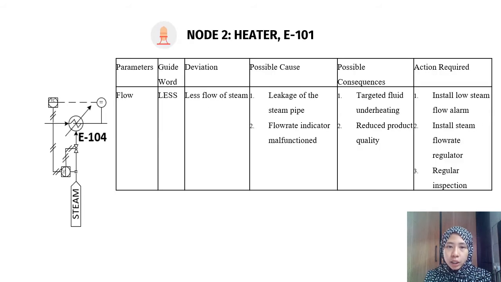For node 2, heater E101, the parameter is flow. Less flow of steam is caused by leakage of the steam or flow rate indicator malfunction. Its consequence is targeted fluid underheating or reduced product quality. The action required is to install a low steam flow alarm, install a steam flow rate regulator, and do regular inspection.